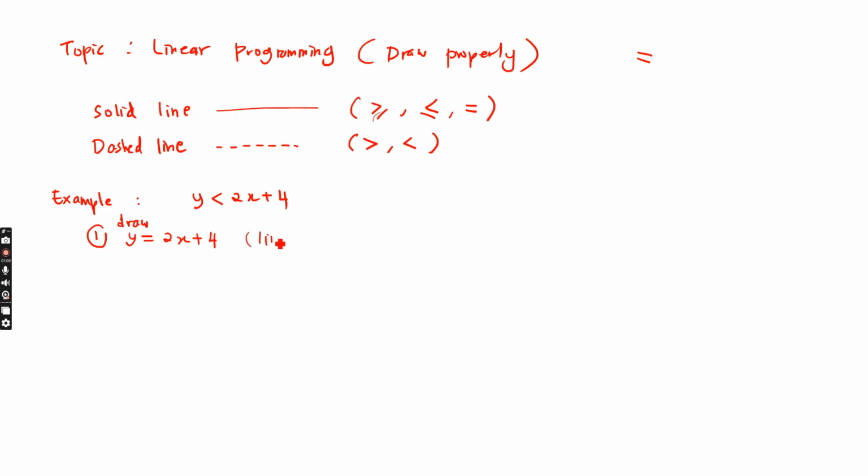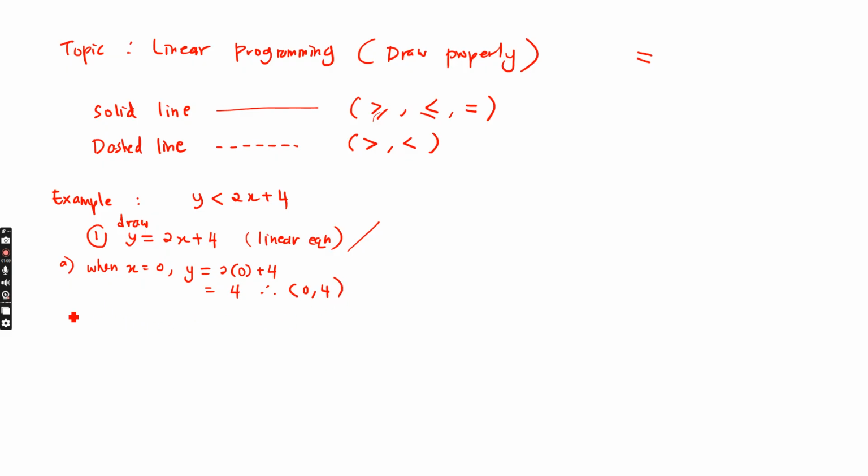This is a linear equation, right? For a linear equation, the first step when you want to draw is to find two coordinates. Linear is a straight line. How do you find the coordinates? Find when x is equal to 0, and then substitute inside this equation, y equal to 2x plus 4, replacing x with the value 0. So what is the value of y? It is 4, right? So that means you have one coordinate here, 0 and 4.